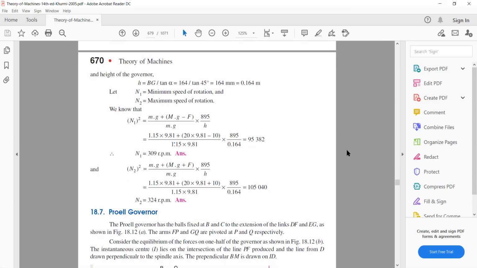Do you have any questions regarding this problem?